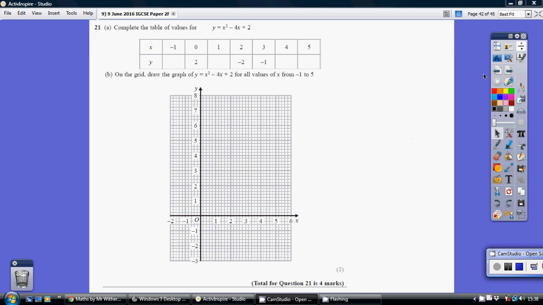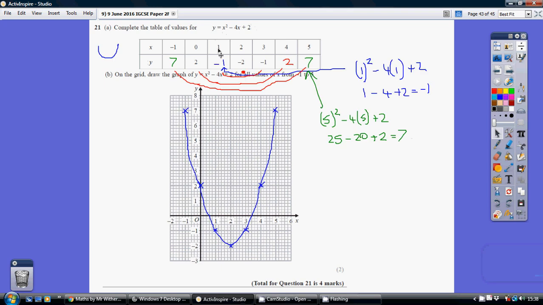So we need to complete the rest of the table. So why don't we just start off with when x is 1. So when x is 1, let's substitute 1 into this graph and see what y value you get. So we're going to take 1 and square it, then we're going to take away 4 lots of 1 and add 2. So 1 squared, take away 4 lots of 1 and add 2 is 1, take away 4, add 2, which is minus 1.